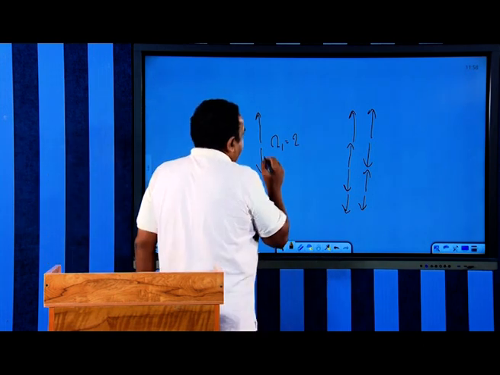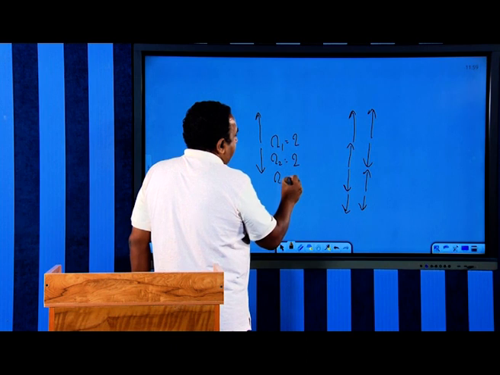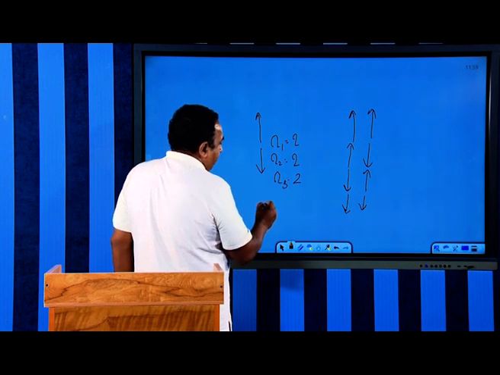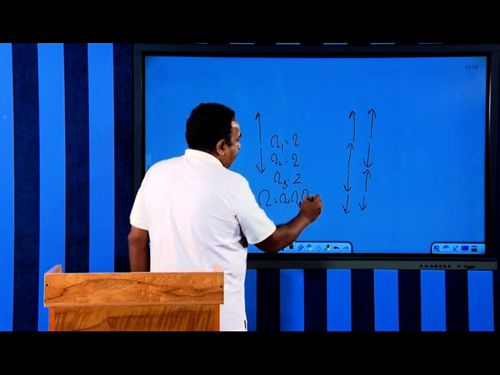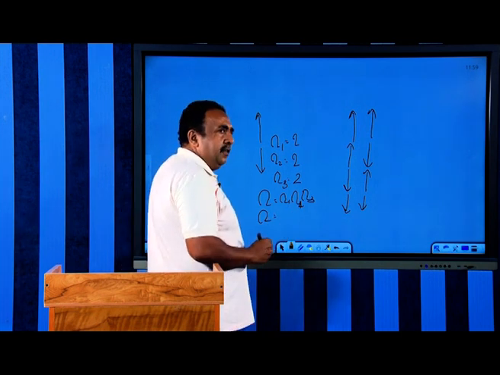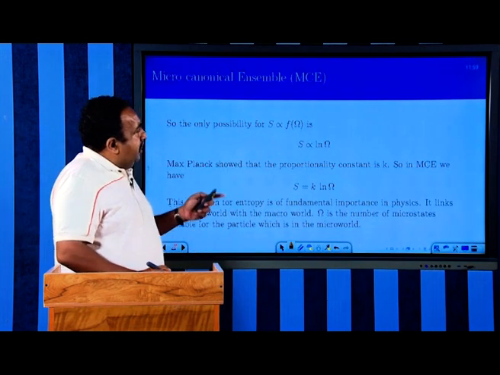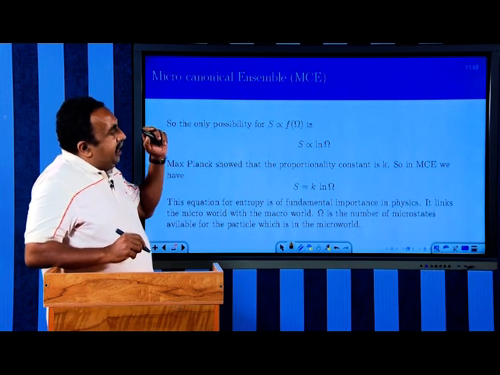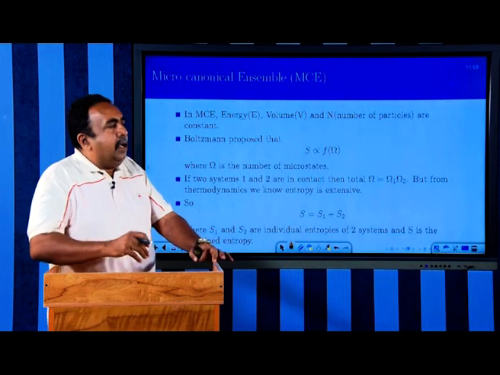Therefore, omega 1 for the first electron is 2, omega 2 for the second electron is 2, and omega 3 for the third electron is once again 2. If I have a collection of 3 electrons, my omega will be equal to the product of omega 1, omega 2 and omega 3. Therefore, my total omega will always be the product of the individual omegas. Therefore, according to Boltzmann, S is a function of omega.